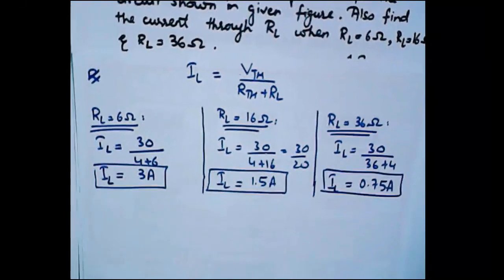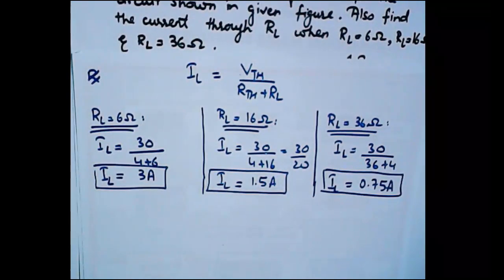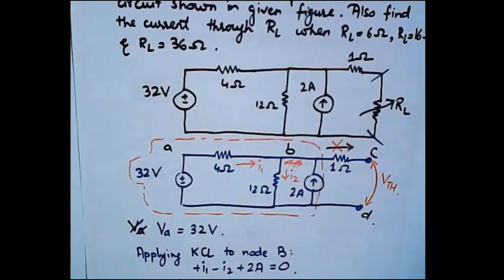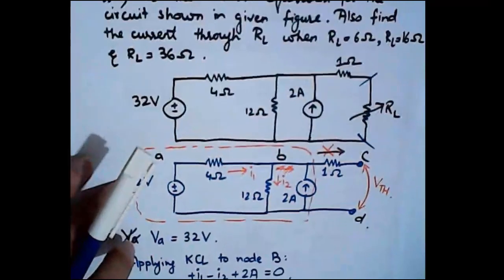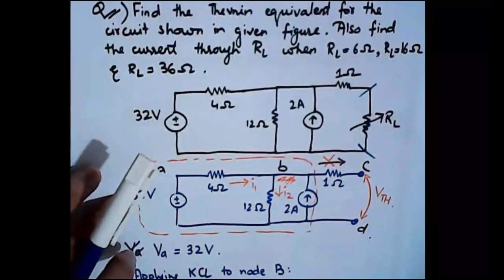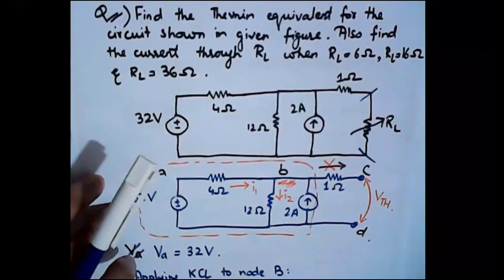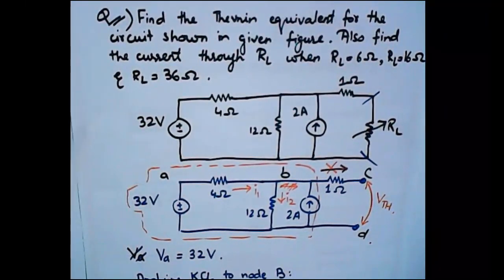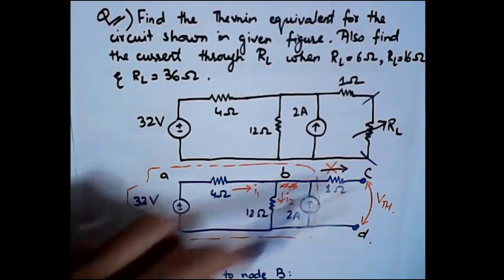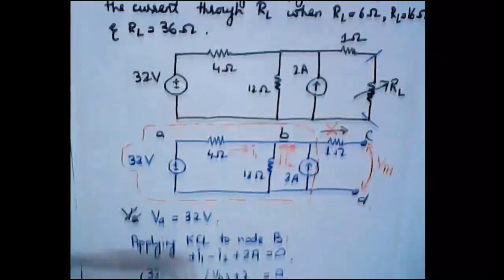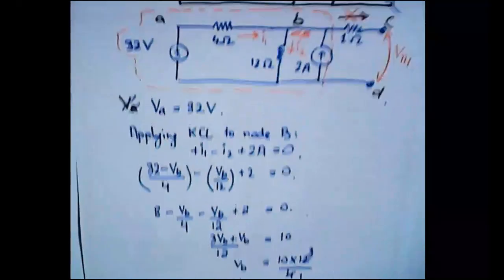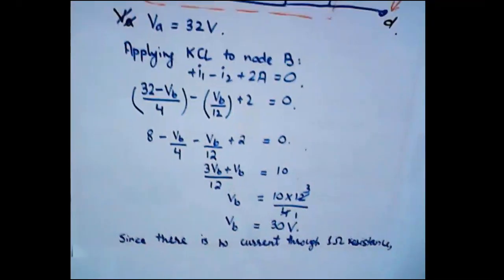Let's have a quick overview of what we have done in this question so far. First of all, the question demanded us to find the Thevenin equivalent of the circuit. So the first two parameters that we needed to find out were the Thevenin resistance and Thevenin voltage. So we open circuit the load terminals. The open circuit voltage we calculated with the help of nodal analysis, and that open circuit voltage was found out to be 30 volts. Here it is 30 volts.